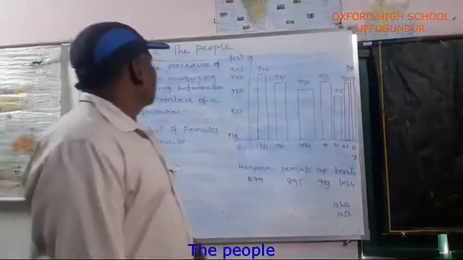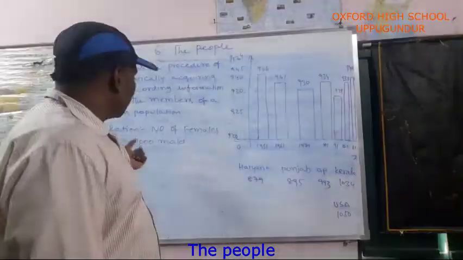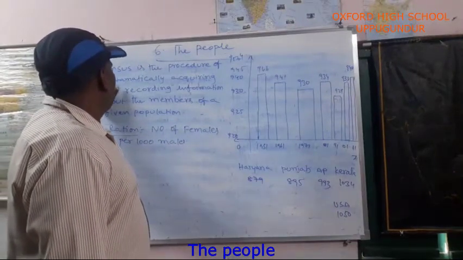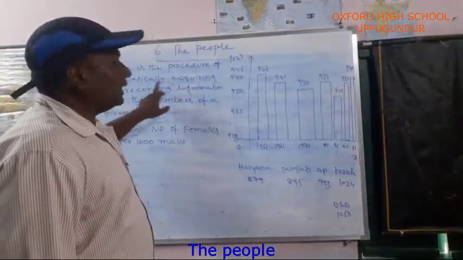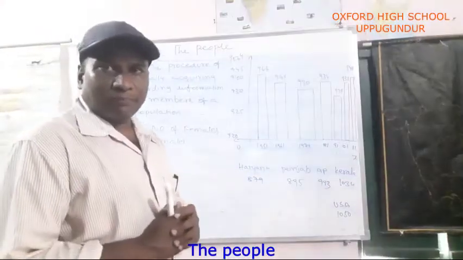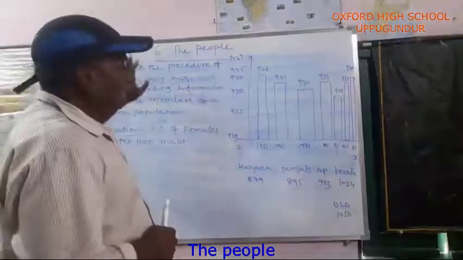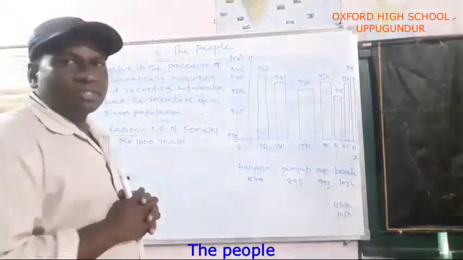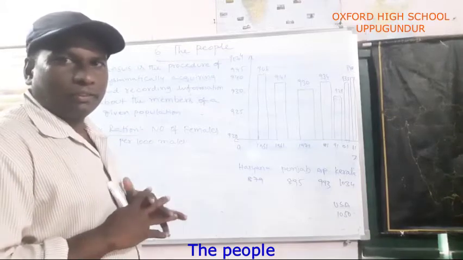In this session, I will explain sex ratio. Before going to the sex ratio topic, again I will explain the definition of census. A census is a procedure of systematically acquiring and recording information about the members of a given population. Do you understand? Very important.